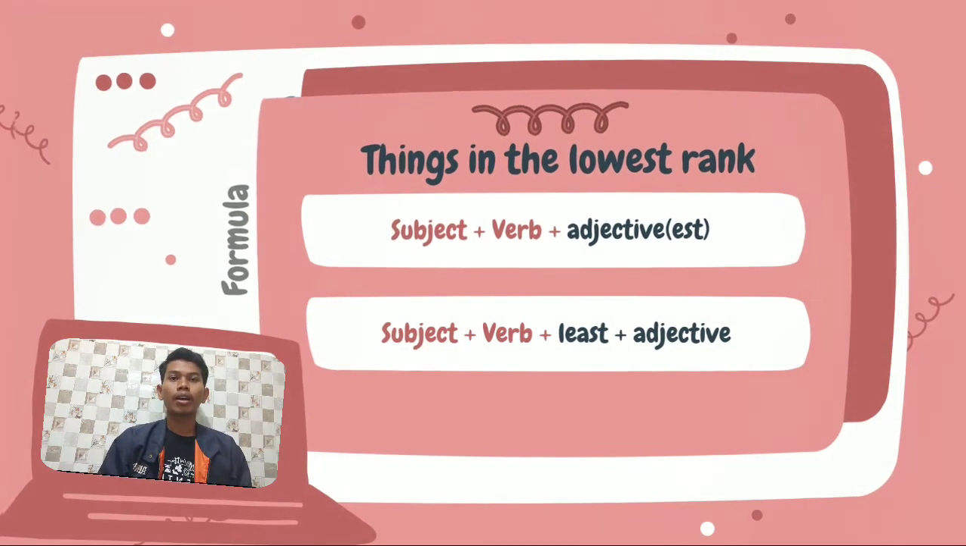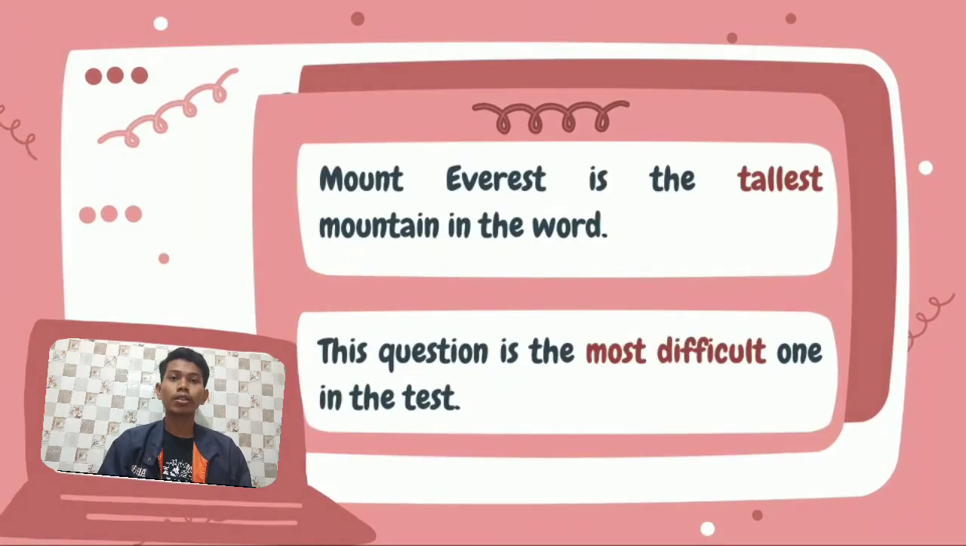For example, number 1: Mount Everest is the tallest mountain in the world. Notice that the adjective in the sentence has one syllable, which is tall. The separated form is the word tall plus the and est, which become the tallest, which means Mount Everest is the tallest.